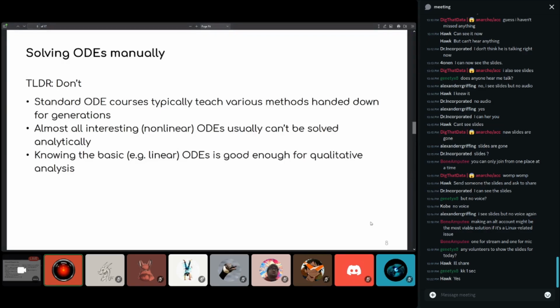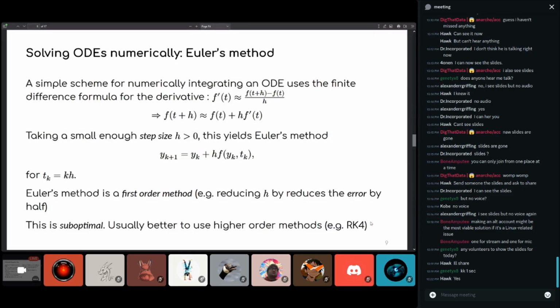And at least for most purposes, if you know the basics, especially the linear ODEs, that's good enough for doing at least some qualitative analysis of your equations. So basically, that was it for the manual, old-fashioned way. We can move to the next slide, solving all these numerically, which you might be more familiar with.